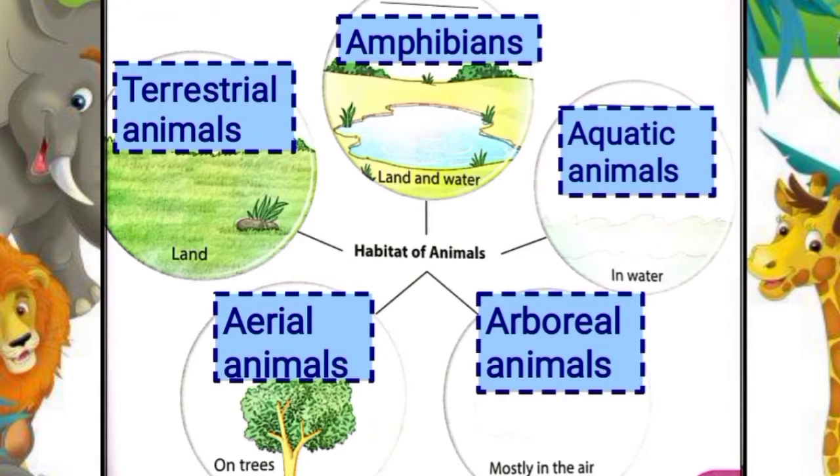Now let's understand the habitat of animals. A habitat is a special place where a plant or animal lives, just like you have a home or a place to live. In the same way, animals also have their home.